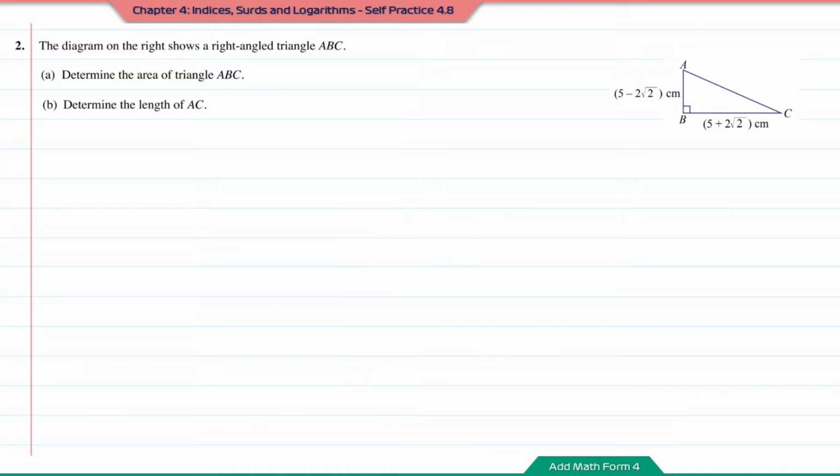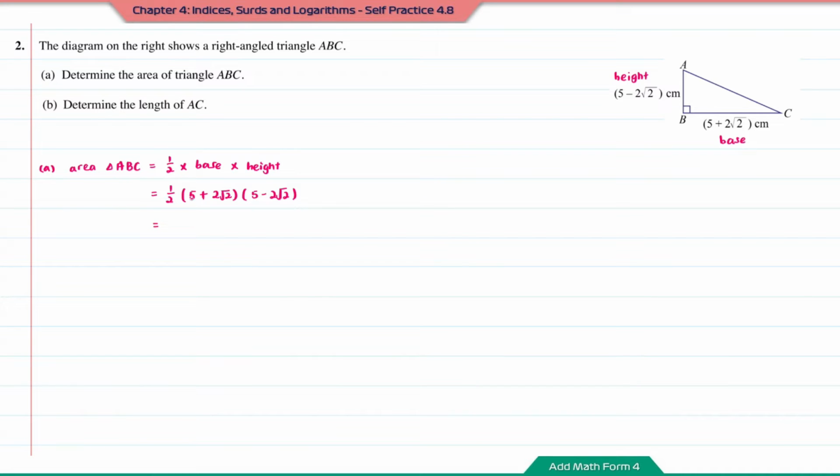Question number 2. The diagram on the right shows a right angle triangle ABC. Part A: determine the area of the triangle ABC. We can find the area using the formula 1 over 2 times base times height. According to the diagram here, BC will be the base and AB will be the height. Therefore, the area will be 1 over 2 times (5 plus 2√2) multiplied by (5 minus 2√2).